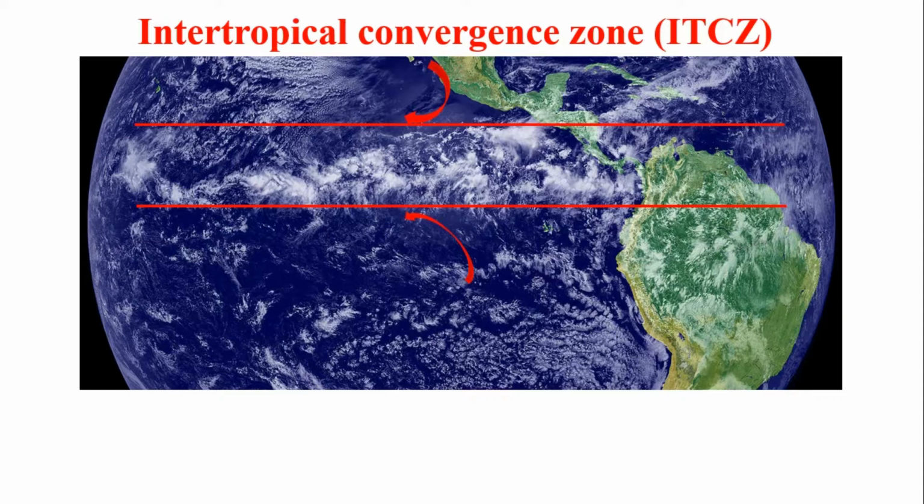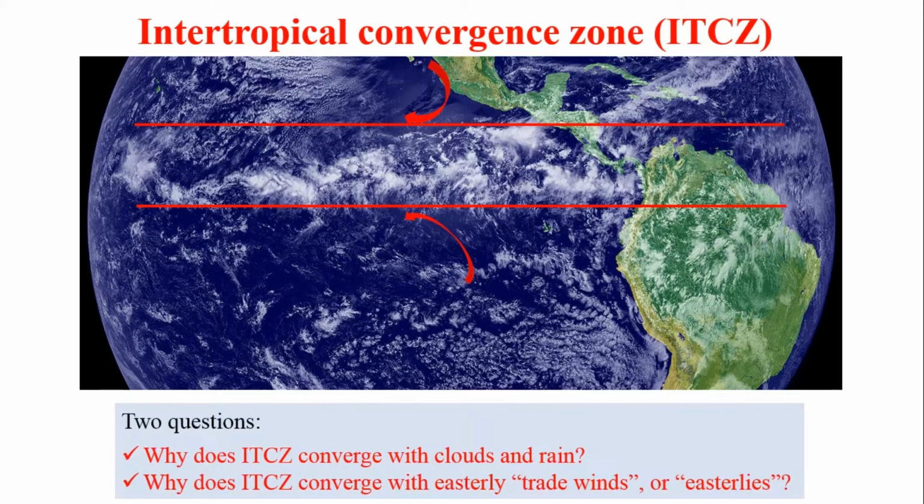In order to learn more about the ITCZ, we need to answer two questions. Why does the ITCZ converge with clouds and rains? And why does the ITCZ converge with easterly trade winds, or easterlies?